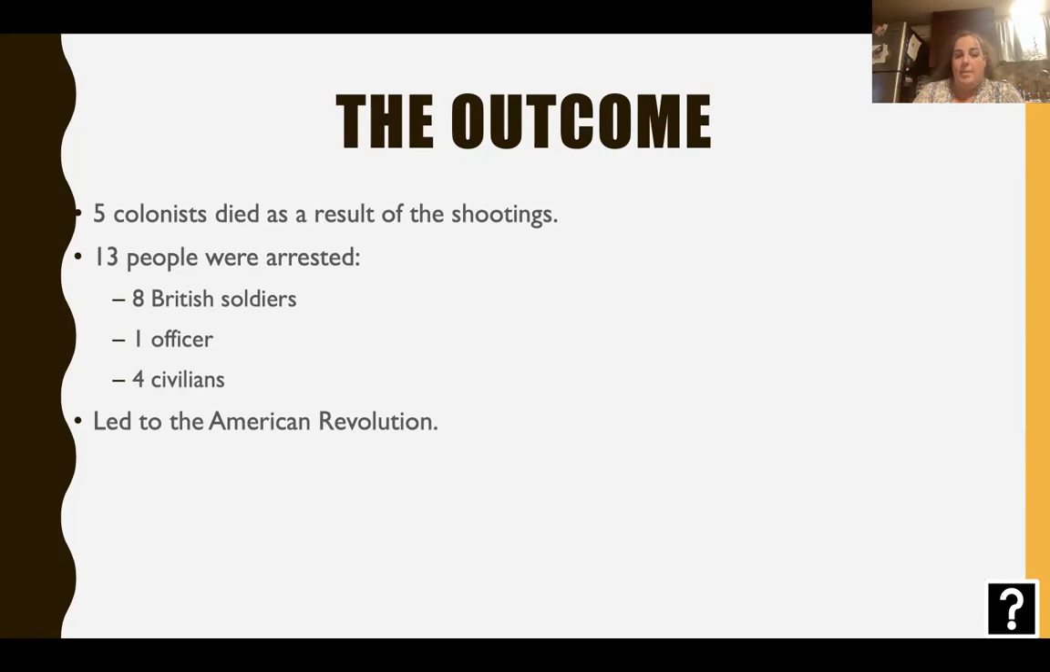The next event that happens is the Boston Tea Party. Again, that's another event where the colonists retaliate against the British. Ultimately, the colonists were not going to be happy until the British were no longer in control.